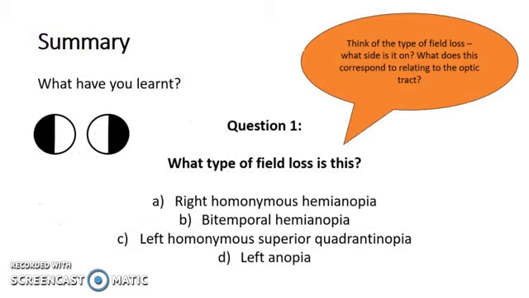So now to come back to the questions and what have you learned? Question 1, what type of field loss is this? Think of the type of field loss. What side of the visual field is it on? Is it nasal? Is it temporal? And what does it correspond to in relating to the optic tract? So the answer is a bitemporal hemianopia, because you get loss on the opposite sides of the eyes. So therefore, it's in both temporal fields only. So it's a bitemporal hemianopia.